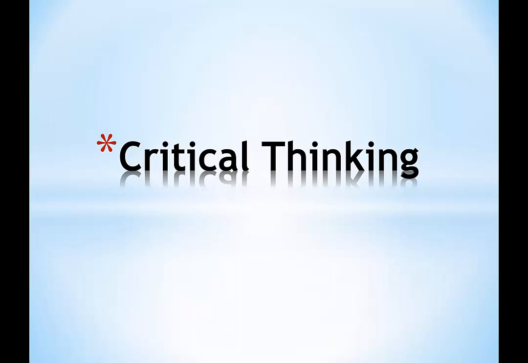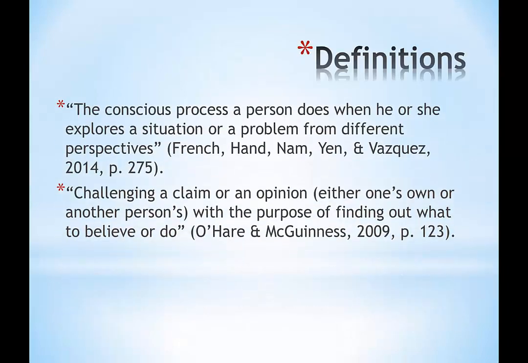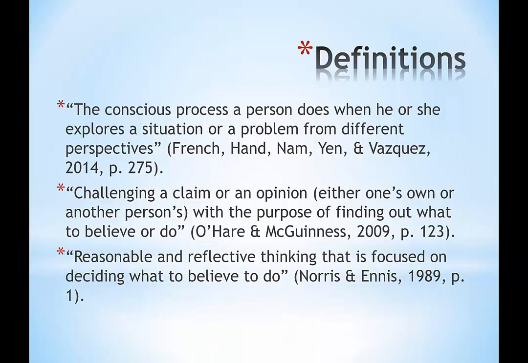Now, the term critical thinking has been around for quite some time and has a number of different definitions. I want to show you just a handful of those to show you the complexity of the topics involved here. When I think about critical thinking, it's really not just one topic, but a bunch of topics. And it does depend on the definition. So it could be about a conscious process, challenging a claim or an opinion, reasonable and reflective thinking. You can see some examples of different definitions there.